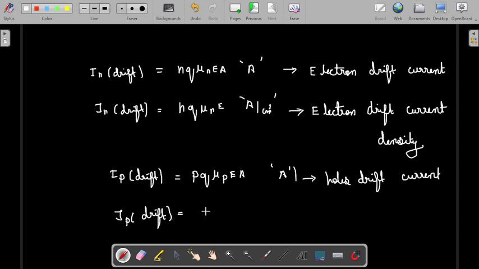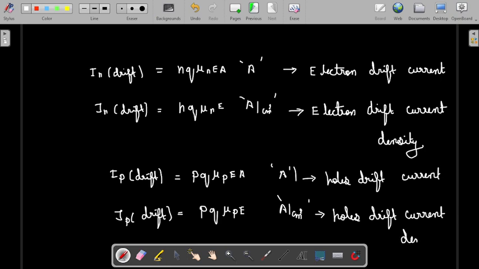So this can be written as p q mu p E, and the unit will be amperes per centimeter square. So this will be called the hole drift current density. So let's talk about the total.